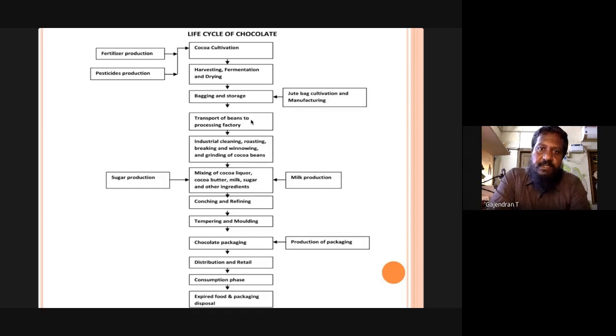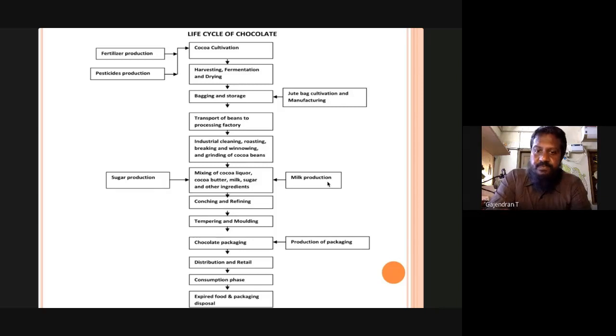Once the packaging is done, beans are transported to the processing factory. Then industrial cleaning, roasting, breaking, winnowing and grinding of cocoa beans. Mixing of cocoa liquor, cocoa butter, milk, sugar and other ingredients. Sugar production is another industrial production, and milk production depends on what source of milk we use. Conching and refining, tempering and molding, chocolate packaging, for which we need a packaging material, distribution and retail, the consumption phase when we use it, expired food packaging, and disposal.